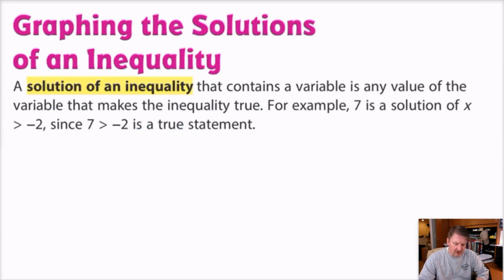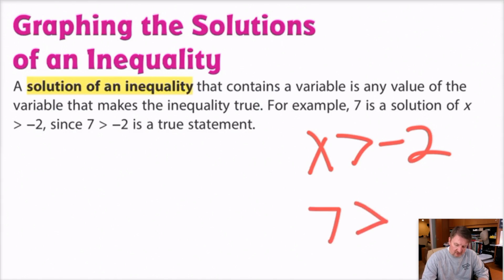It says a solution of an inequality that contains a variable is any value of the variable that makes the inequality true. Okay, for example, 7 is a solution of x is, and let me rewrite this so you can see it, x is greater than negative 2, since 7 is greater than negative 2. 7 is greater than negative 2, and that makes sense. Okay, if we were to graph it.